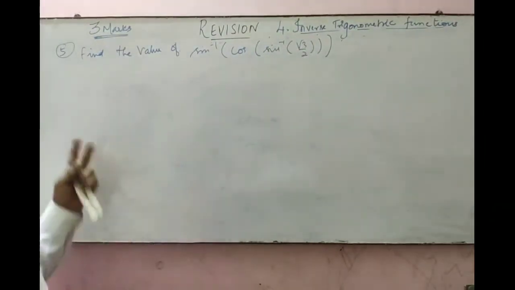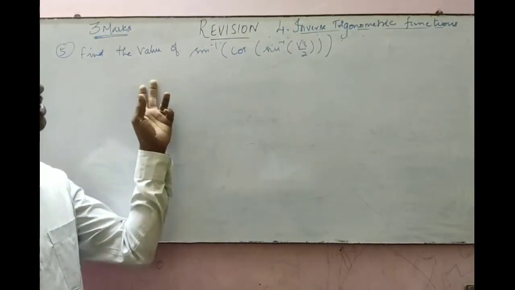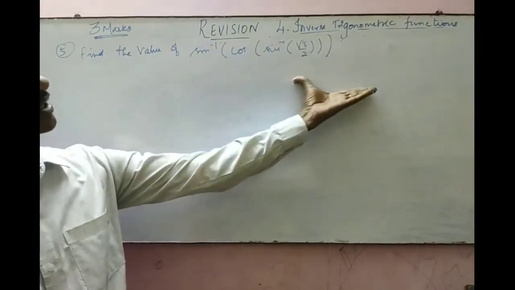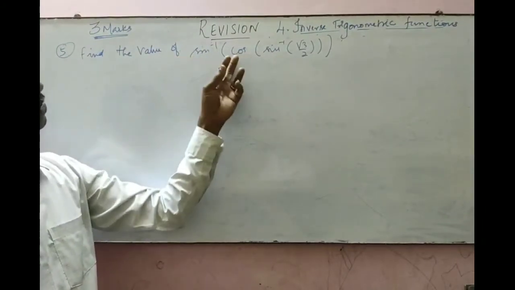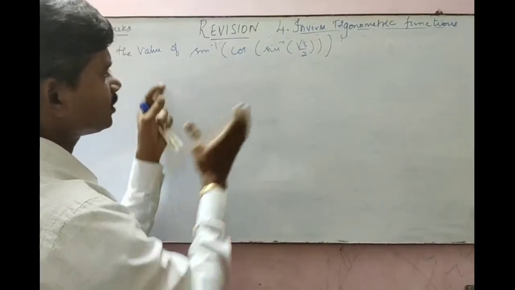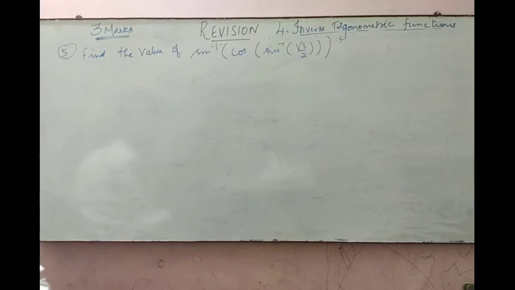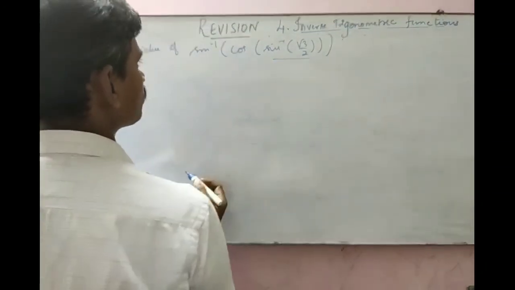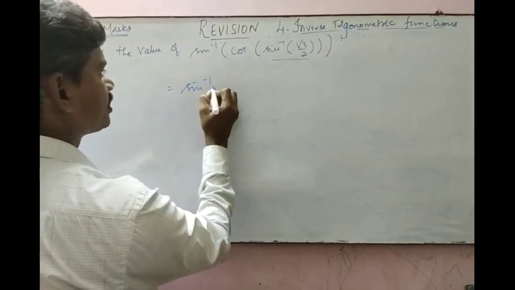If you look at the last sum, fourth sum and the fifth sum, in the fourth sum you have three different inverse trigonometric functions separately. Here two inverse trigonometric and one trigonometric function are combined together. If the question is like this, you have to start from the innermost trigonometric function. So the sin inverse, first I am going to start with sin inverse of root 3 by 2. What is the value of sin inverse of root 3 by 2? Write the remaining things as it is.